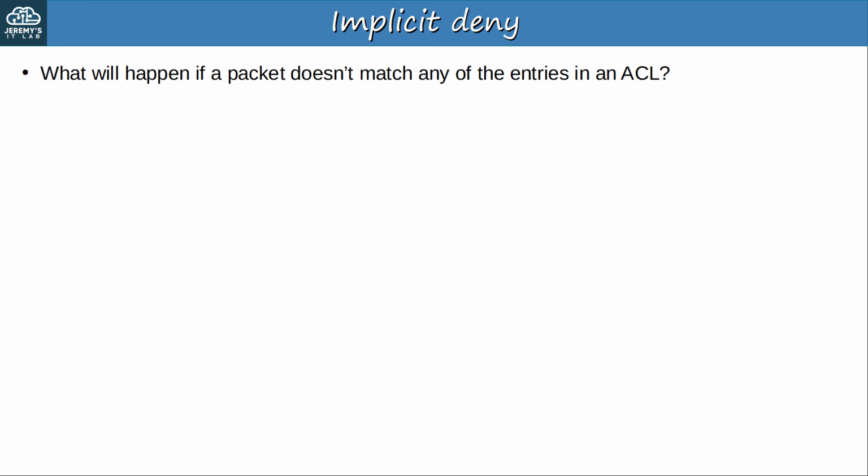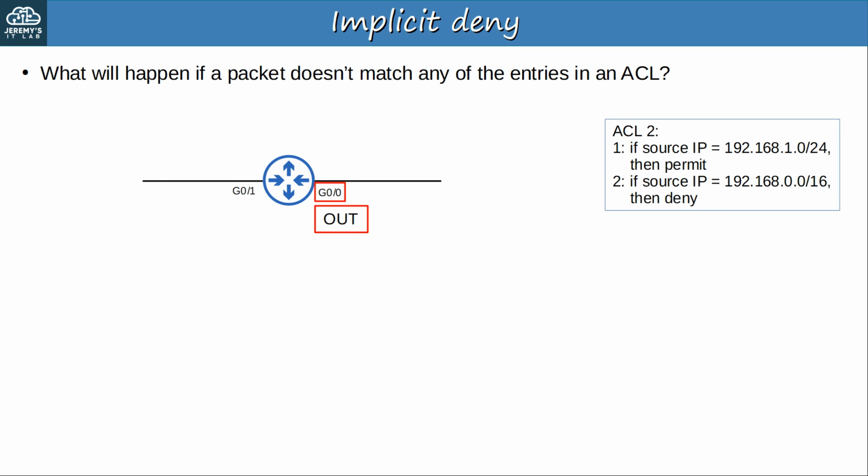Next up, another important part of ACLs, the implicit deny. Here's a question. What happens if a packet doesn't match any of the entries in an ACL? So here's the same ACL and the same router. This time the router receives a packet with source IP 10.0.0.1. Before forwarding it out of G0/0, the router checks it against the ACL. 10.0.0.1 doesn't match the first entry, and it doesn't match the second entry either. So what happens? The answer is the router will deny the packet. It will not forward it.